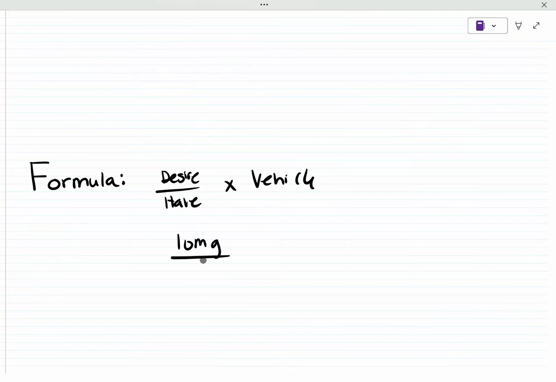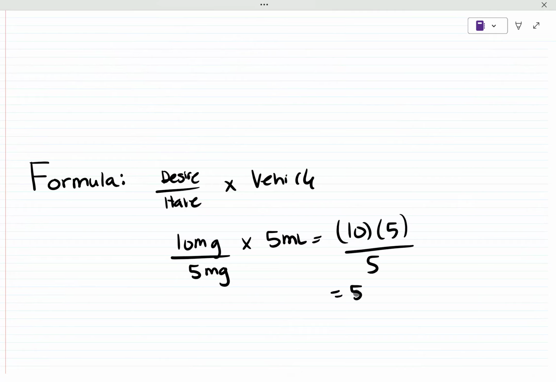Okay, let's do the formula method. It is desired over have times vehicle. Our desired was 10 milligrams. Our have was 5 milligrams. Our vehicle was 5 milliliters. So it's going to be 10 times 5 over 5, which is 50 over 5, just 10 milliliters.